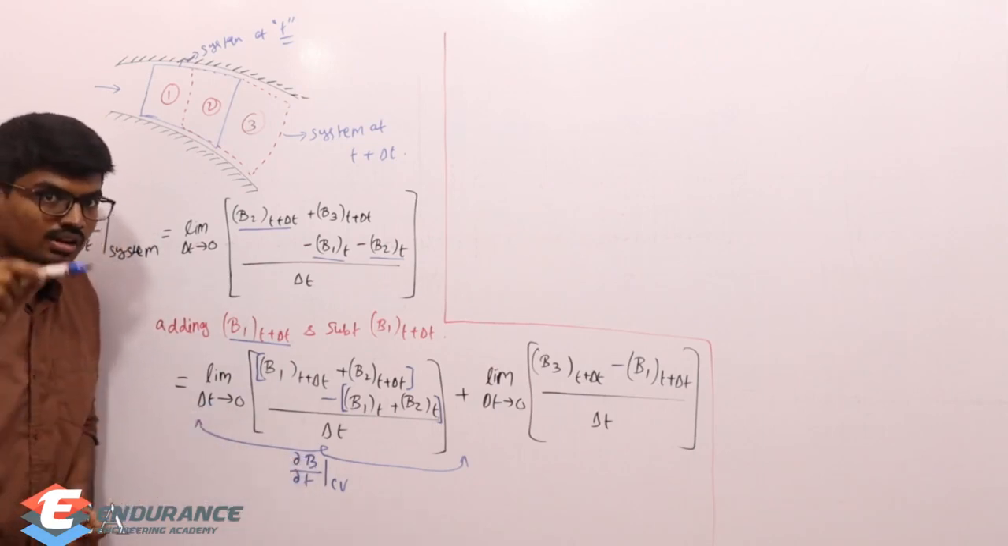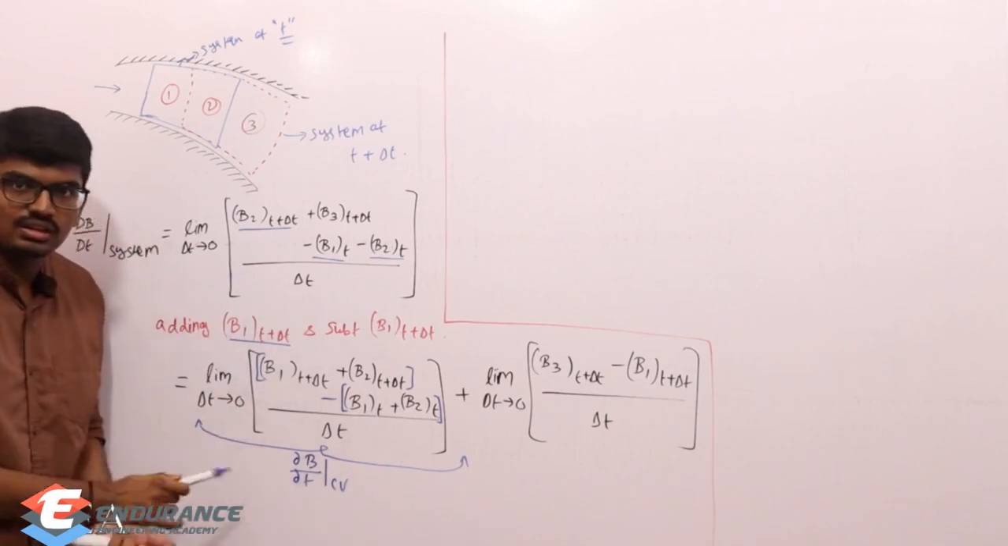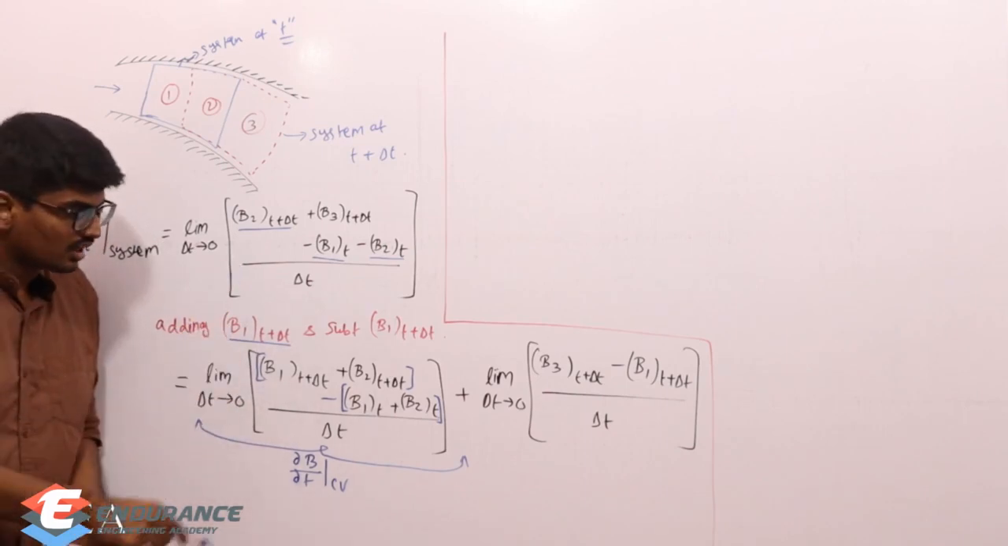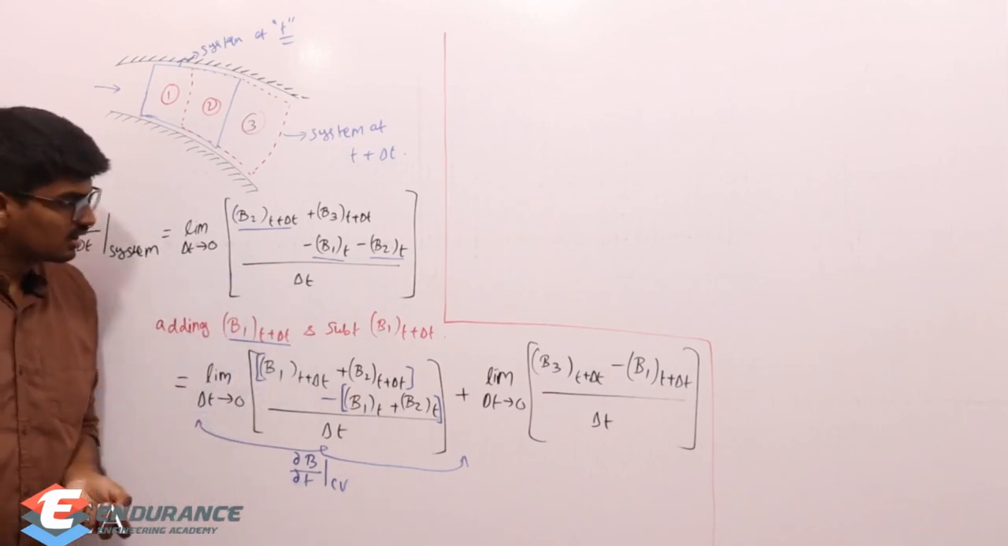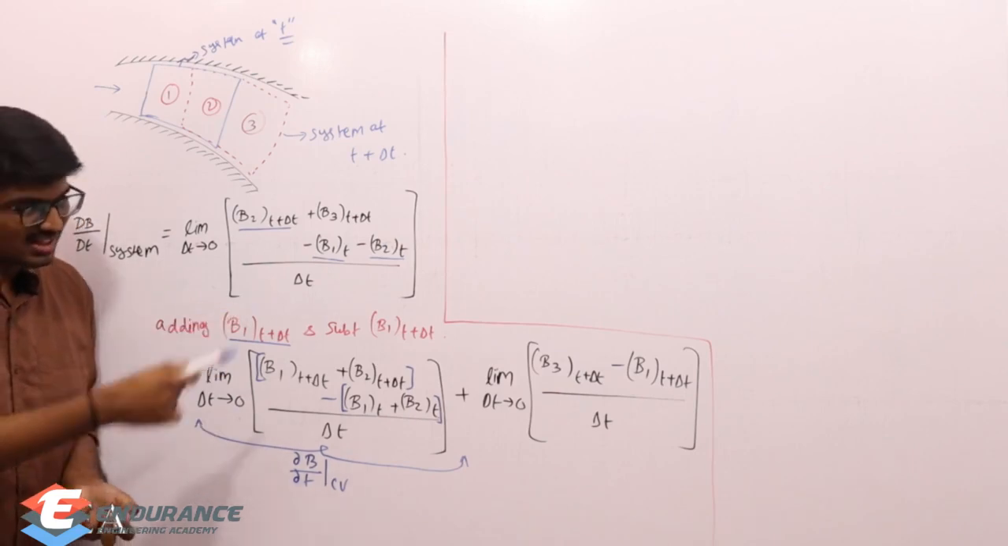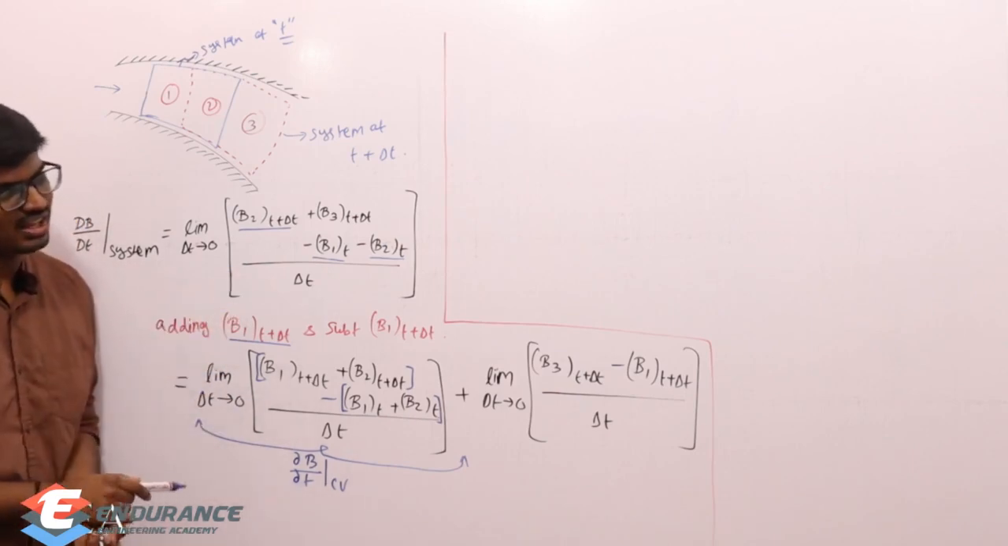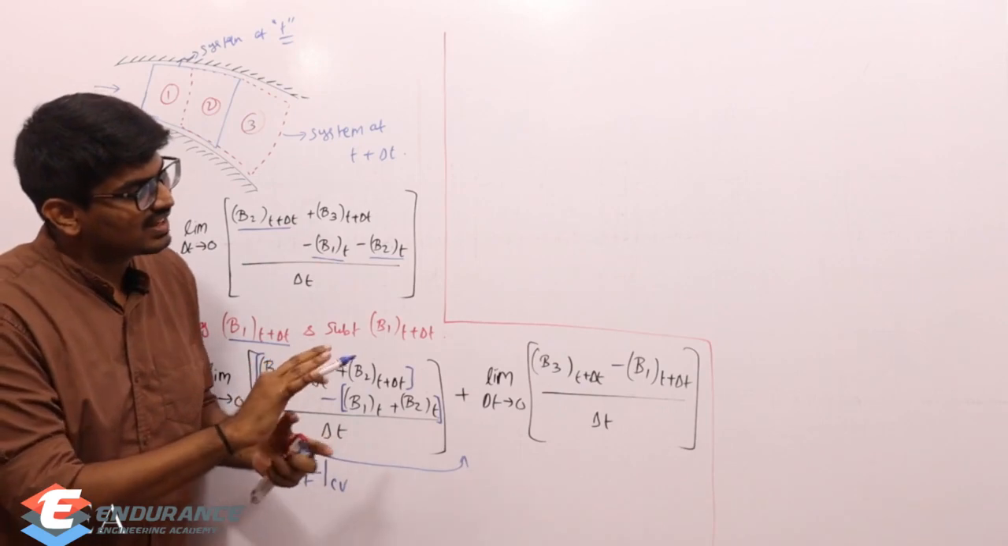Since in the control volume position is fixed, I am using partial. Position is fixed means position is constant, so I am using partial differentiation. That's it. Well and good. Now you understood this, then what about that? This is something which is very, very easy.